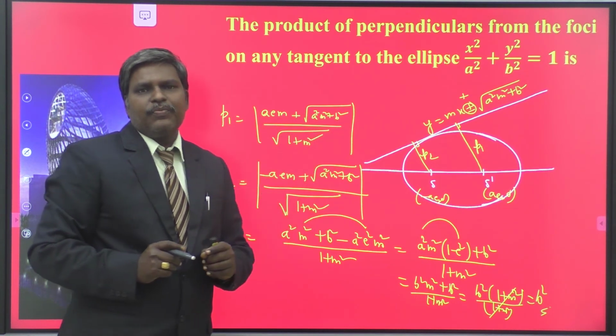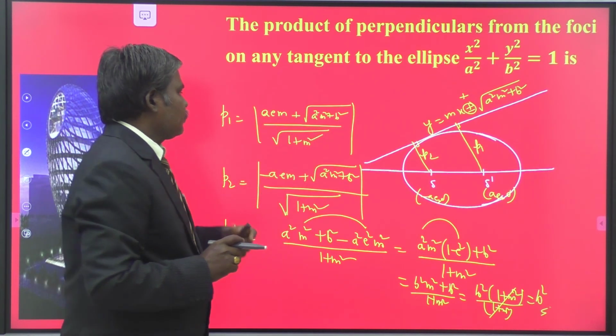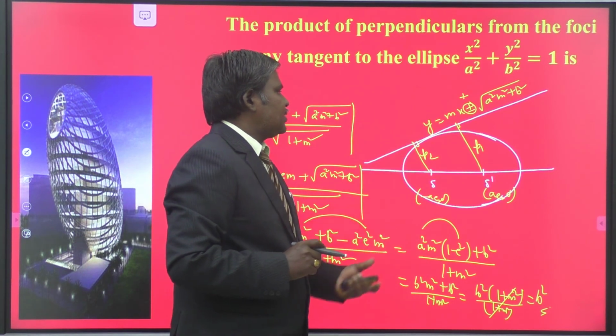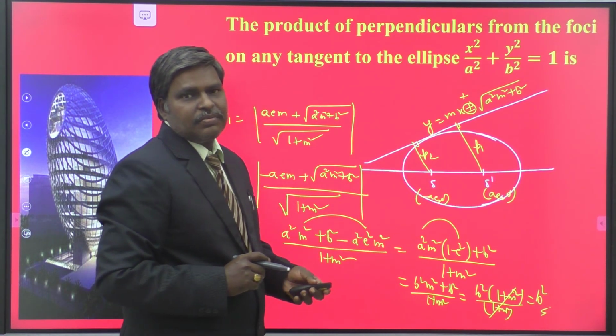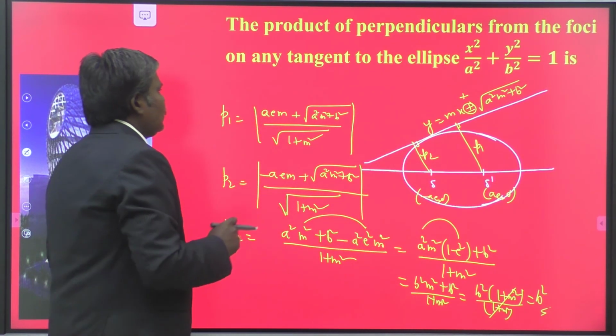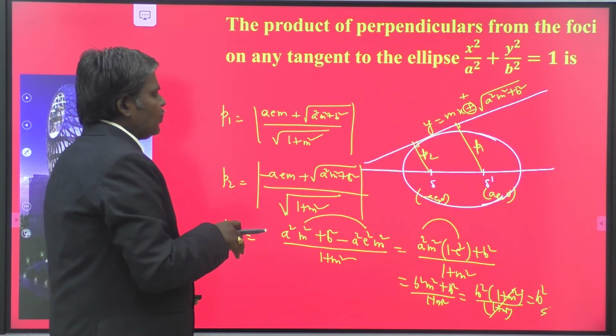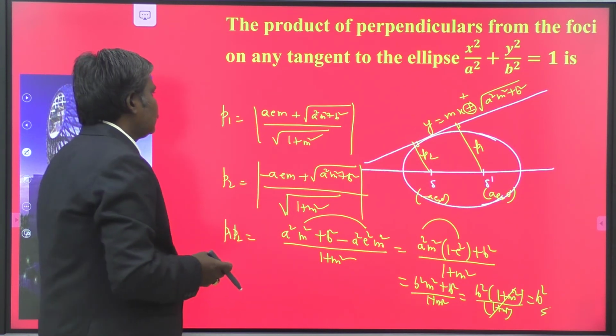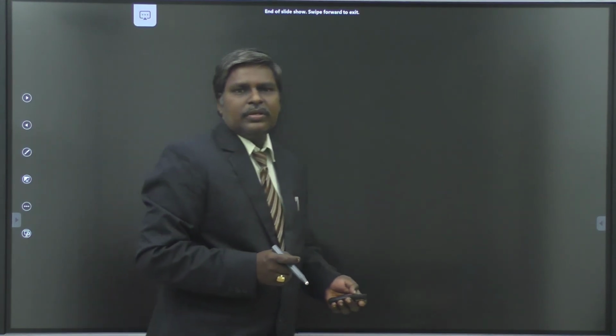So the product of perpendiculars drawn from the foci to any tangent of your ellipse is always b square, which is constant. For the A less than B case, what do we obtain? A square. Understand? This is a very simple problem for you. Thank you very much.